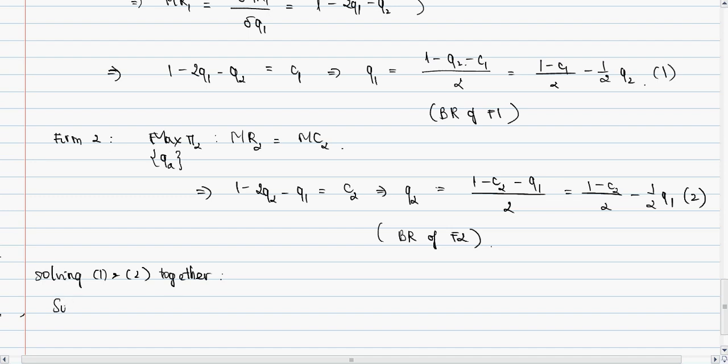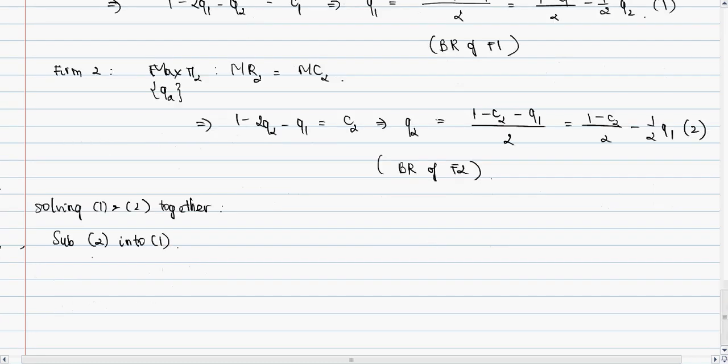Again, the easiest thing to do is to substitute one into the other. So I'll substitute the second into the first. Then I will be able to get Q1 equal to (1 minus C1) on 2 minus half of Q2, and Q2, which is equal to (1 minus C2) on 2 minus half of Q1.